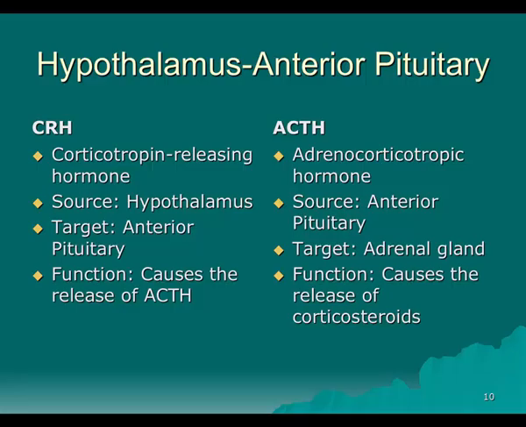Similarly, corticotropin releasing hormone from the hypothalamus targets the anterior pituitary and causes a release of ACTH. ACTH is called adrenocorticotropic hormone. It comes out of the anterior pituitary, targets the adrenal gland, and causes the release of corticosteroids or glucocorticoids.